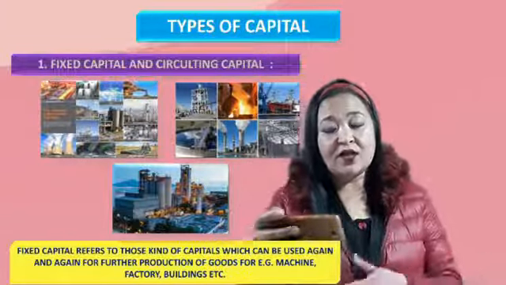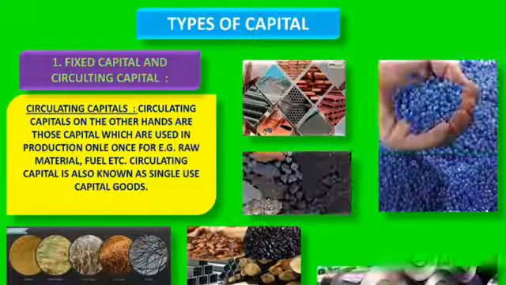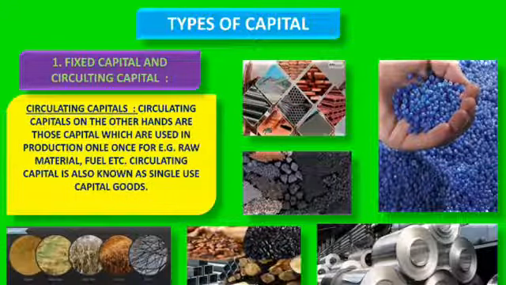Then what about circulating capital? Circulating capital, on the other hand, is that capital which is used in production only once. After its one use, it comes to an end. That means it can only be used once.